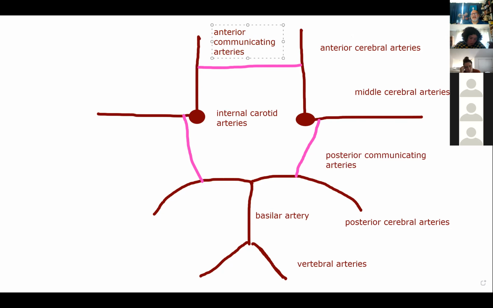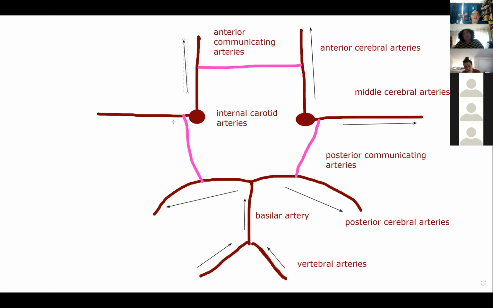Notice what these produce is a completely circular pathway of blood. Notice, unlike all the other blood vessels that we've talked about, where blood can flow in one direction, blood just flows this way, just flows this way, just flows this way. All of these arteries all carry blood in just one direction. But notice these communicating arteries are able to carry blood in either direction.